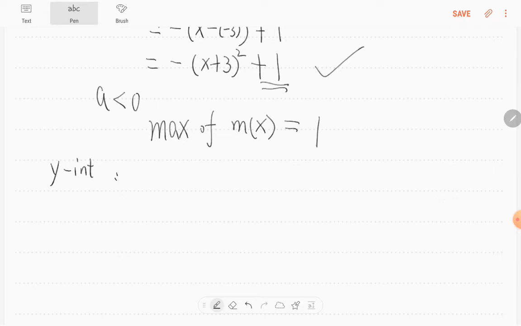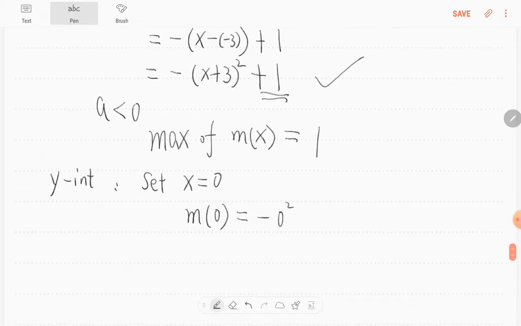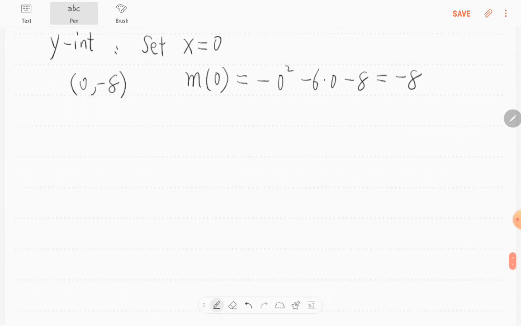If I start from the standard form, we set x to be 0. So what is the y value? m of 0 equals negative 0 squared minus 6 times 0 minus 8. So it's equal to negative 8. So the y-intercept is (0, negative 8). The x-intercept.